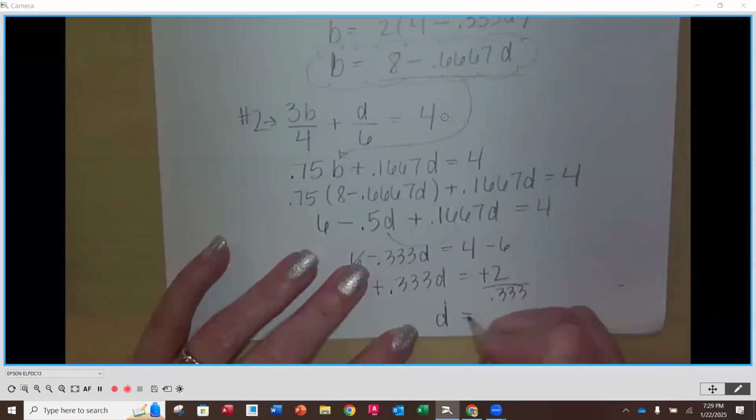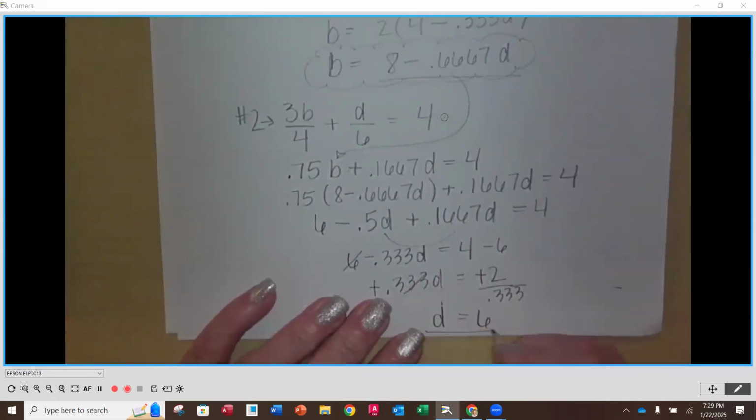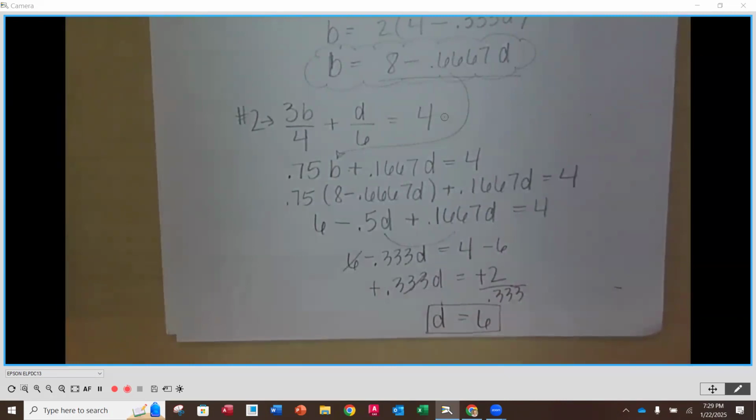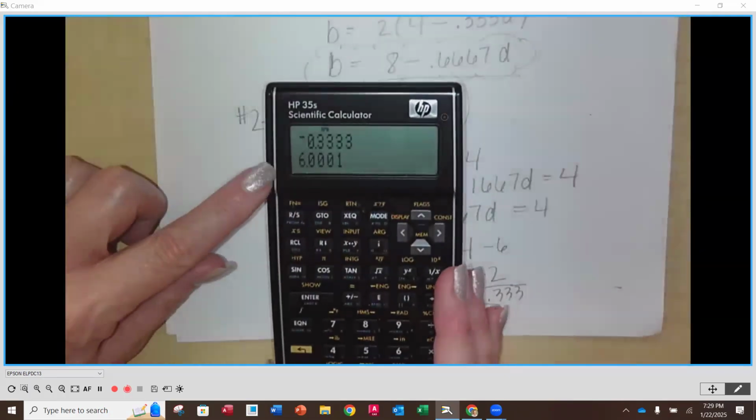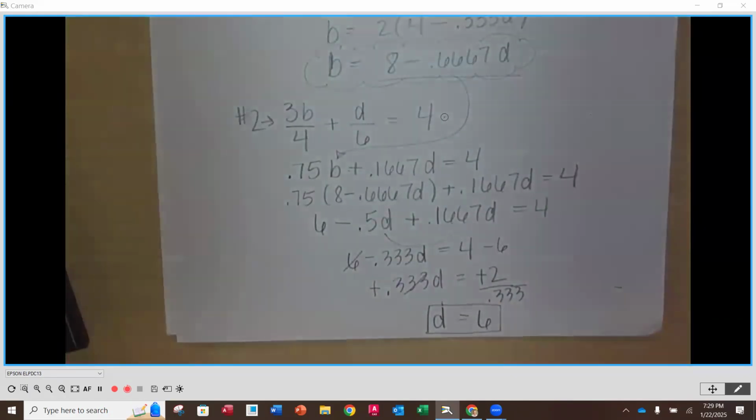I'm going to divide both sides by 1/3. So D is going to be equal to 6. Now it's probably going to be a little bit of a decimal. Like I got 6.0001, but if I would have done the fractions, I would have come out with an even 6. Because I did the decimals and there's a little bit of rounding there, you just drop that value. So for instance, on my calculator, I have 6.0001. All right, but the answer is 6. Did everybody get that value, a positive 6 for D?